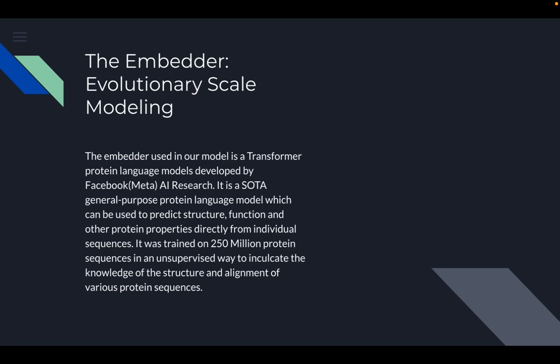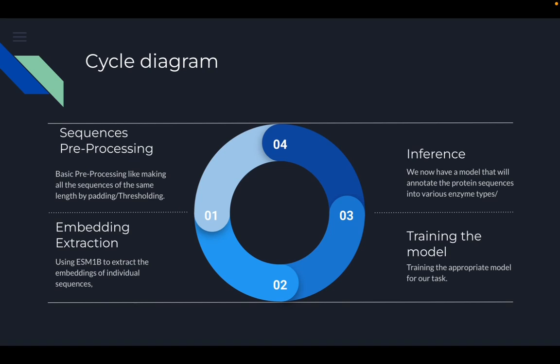This is the embedder that we used. The name of this embedder is Evolutionary Scale Modeling. It is a transformer protein language model developed by Facebook AI Research. It's a state-of-the-art general-purpose protein language model which can be used to predict structure, function, and other protein properties directly from individual sequences. It was trained on around 250 million protein sequences in an unsupervised way to inculcate the knowledge of the structure and alignment of various protein sequences. This is the embedder we used in the final submitted system.